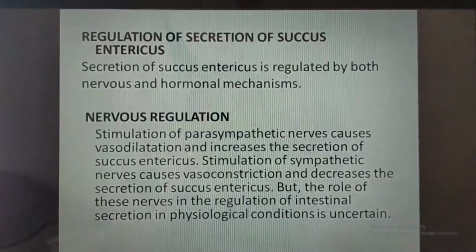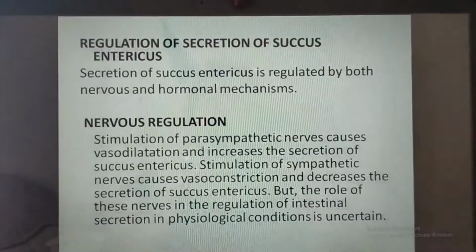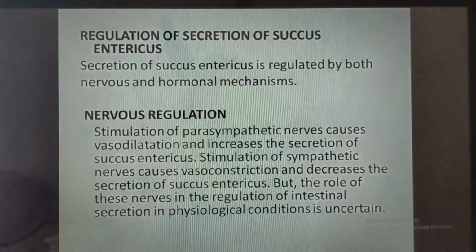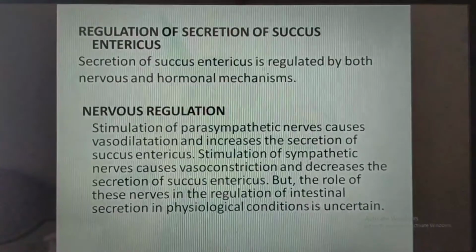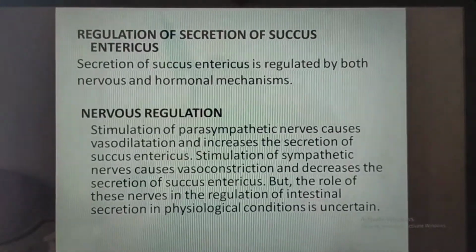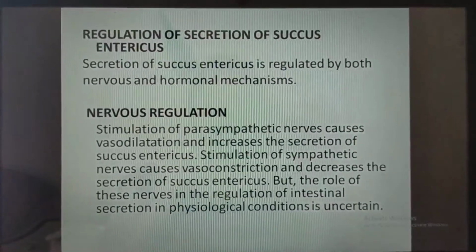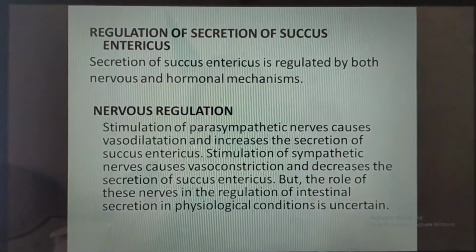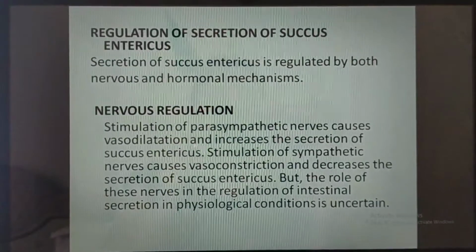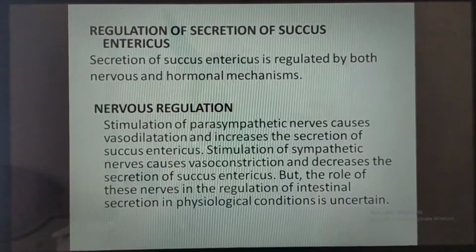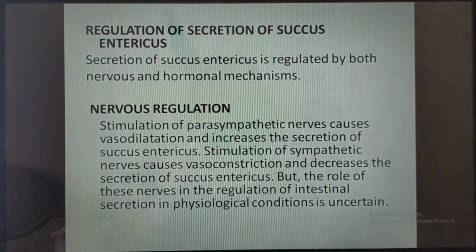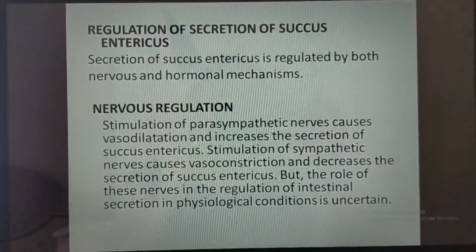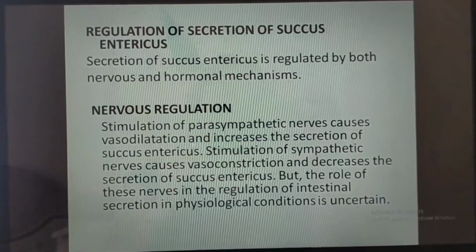Regulation of secretion of succus entericus. Secretion of succus entericus is regulated by both nervous and hormonal mechanisms. Nervous regulation: stimulation of parasympathetic nerves causes vasodilation and increases the secretion of succus entericus. Stimulation of sympathetic nerves causes vasoconstriction and decreases the secretion of succus entericus. But the role of these nerves in the regulation of intestinal secretion in physiological condition is uncertain.